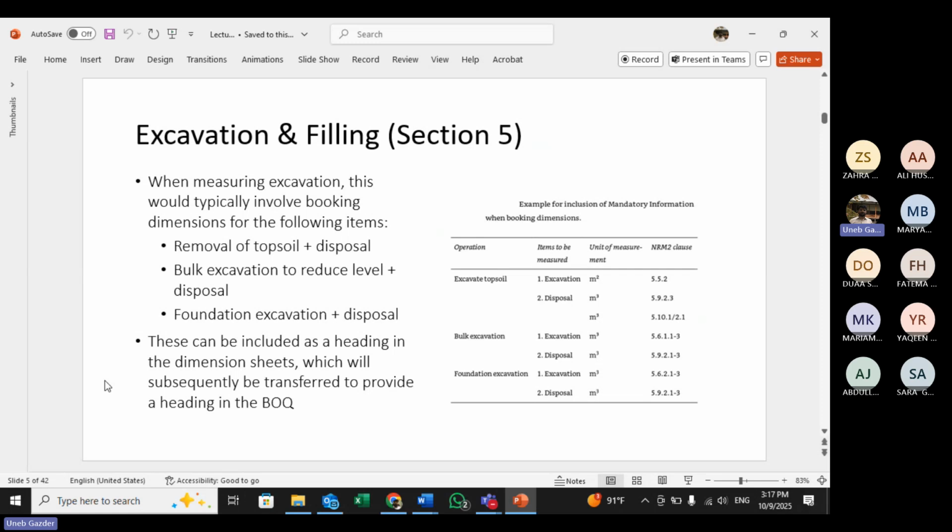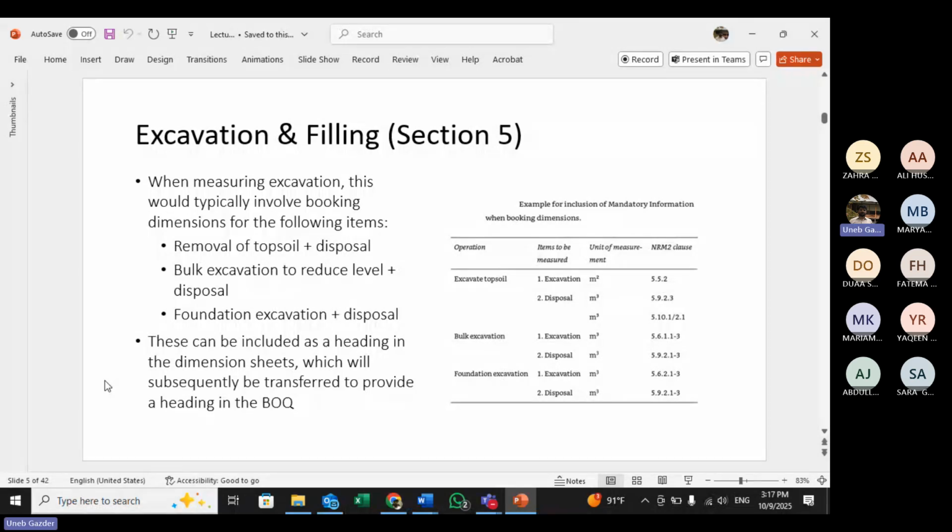So we start with the first item, which is the excavation and filling. And this you will see in these slides, the section numbers are mentioned. They are the NRM2 sections. So you can go back and check the description of excavation and filling from section 5 of NRM.